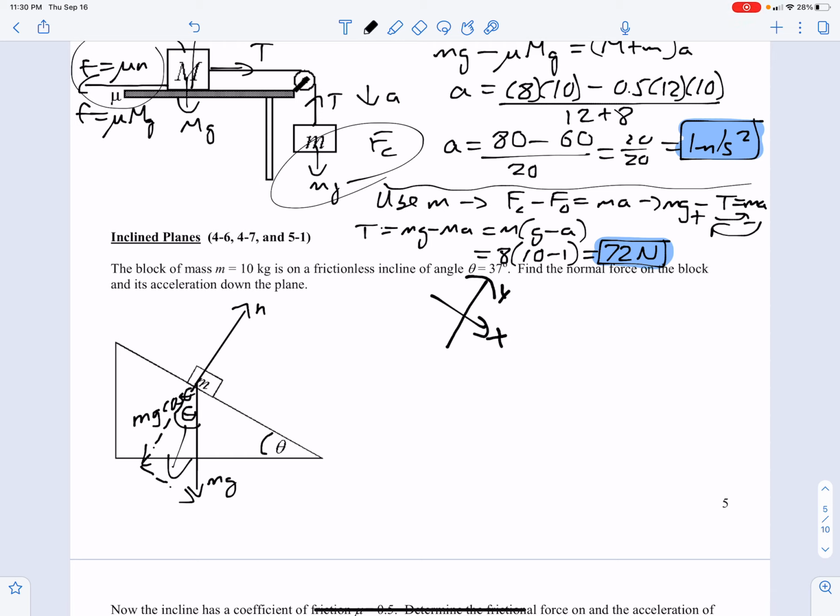Since this is the opposite side, that makes this mg times the sine of the angle. So these are the things that happen for every inclined plane problem. Normal force goes perpendicular out of the plane. It balances mg cosine going into the plane, and mg sine always goes parallel down the plane.